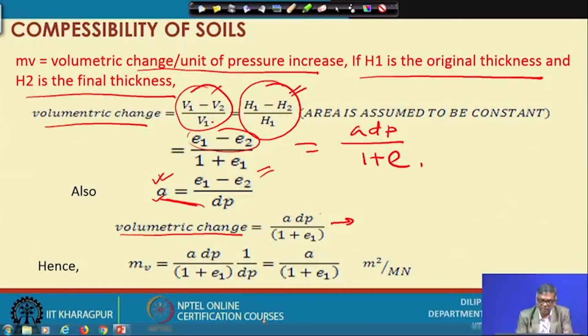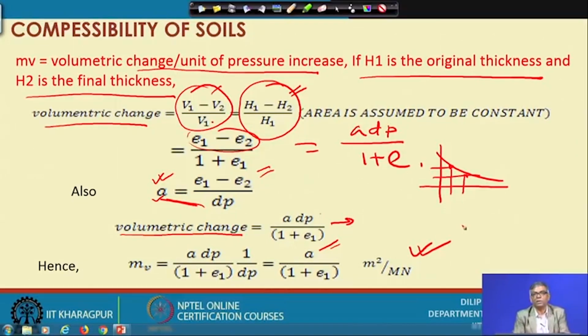So, what is A? A is the slope of the E-log P curve. How to find the slope? If I take P1 here and P2 here, then I can find out what P1, P2 and E1, E2 are. That slope will be your A, and 1 plus E1 is nothing but the original volume. So, MV is equal to A by 1 plus E1.